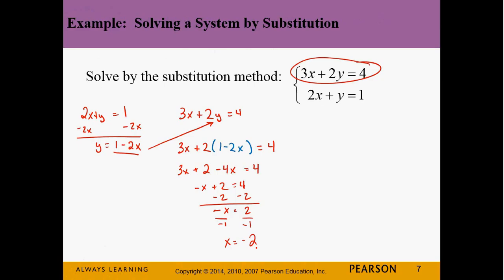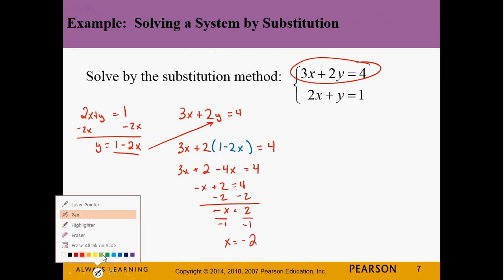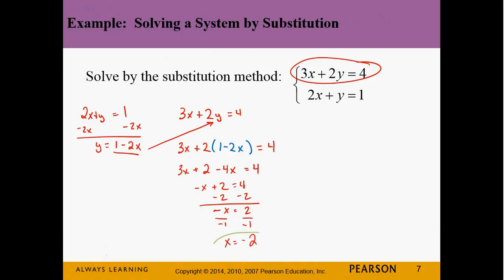So how do I get my value for y? I'm going to plug it in. And then the easiest place to plug it in is where I have y solved. Y equals something. I want y, right? That's what I'm looking for. Why not just plug it in there? I can plug it in anywhere. I got three different equations I can use at this point. But really, that y equals 1 minus 2x is the easiest place to plug it in.